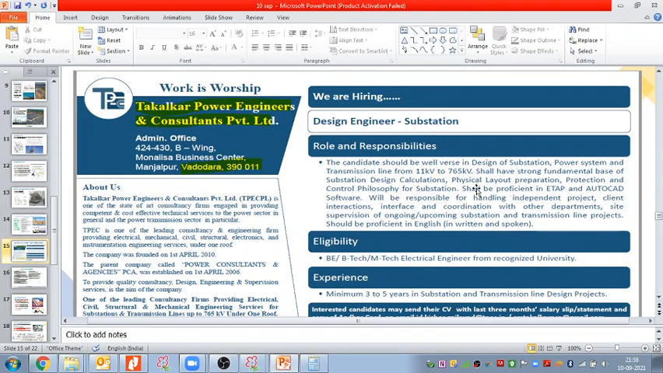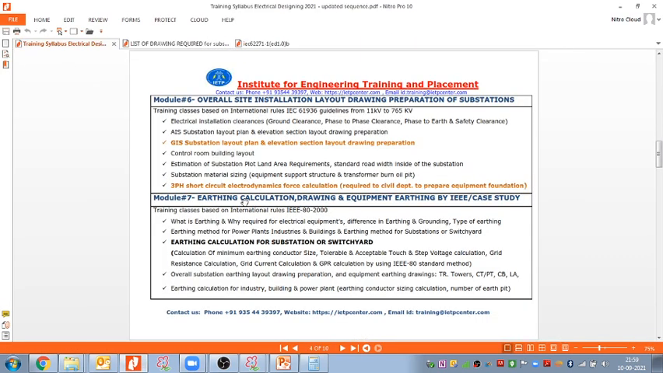Anyway, let us go through the roles and responsibilities required by the company. One shall have a strong fundamental base of substation design calculations. So we will discuss the calculations. You learn here. Physical layout preparations, again we will discuss. And let me take 6.6 kilovoltage and 3.3 kilovoltage, both we call medium voltage. Let me take the syllabus also.